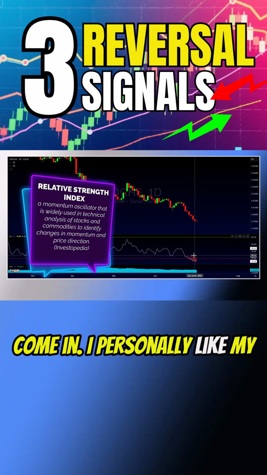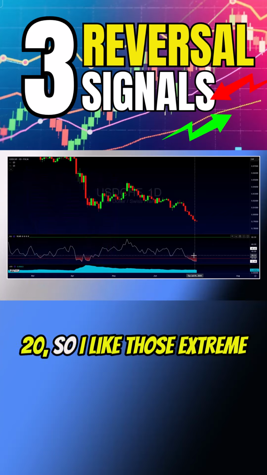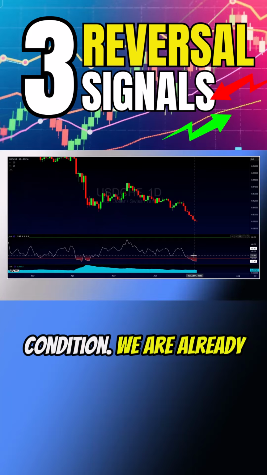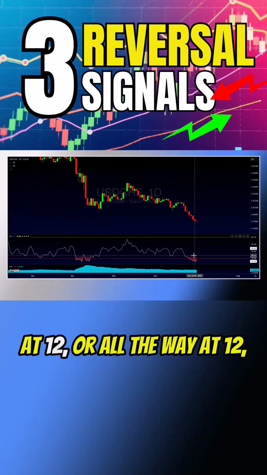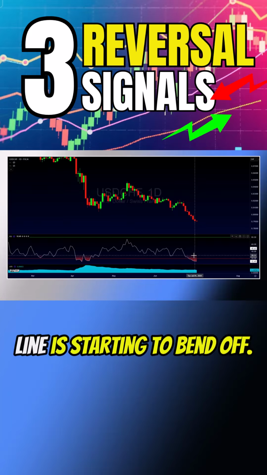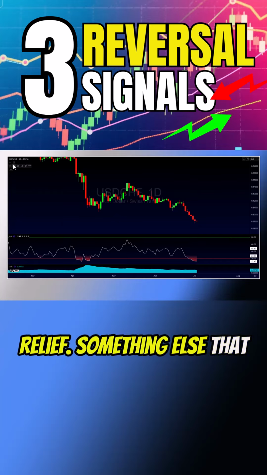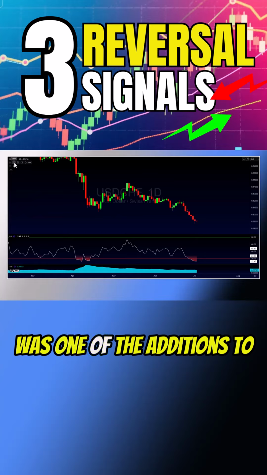I personally like my oversold area to start at 20, right? So I like those extreme conditions. We are already at 12, which means we are whatever word would be below extreme. We are really, really, really oversold. Again, that line is starting to bend off, giving us the belief that we may be in for a little bit of relief.